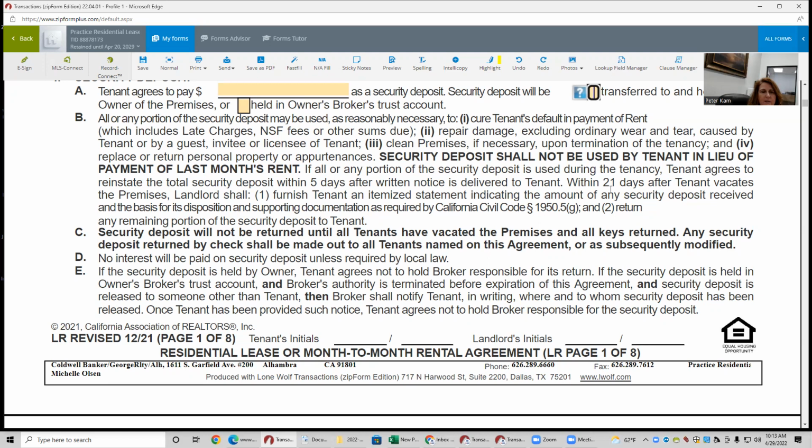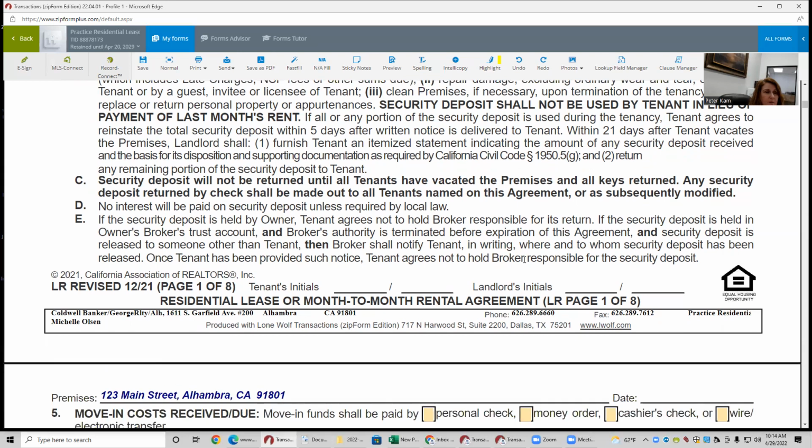So the landlord has within 21 days after the tenant vacates the premises to furnish the tenant with an itemized statement indicating the amount of the security deposit received and the basis for its disposition and supporting documentation, and return any remaining portion of the security deposit to the tenant. So if the landlord needed to deduct for items such as abnormal wear and tear or damage to the unit, they should hold on to those receipts and make a statement to the tenant and provide them the receipt so they know why their security deposit was deducted from.